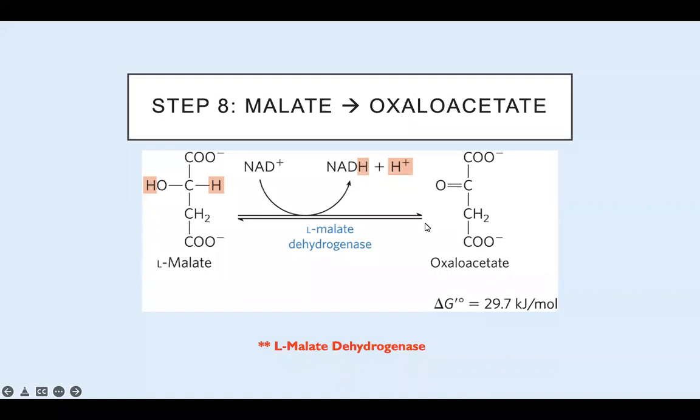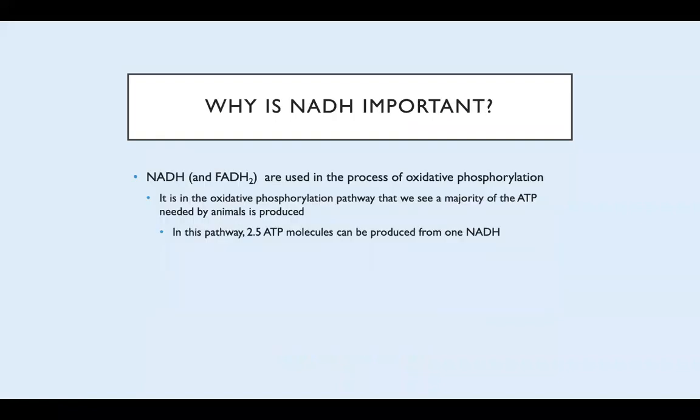So why is it so important? Why are we really focusing on the steps where these NADH are produced? And it is because NADH, as well as FADH2, are used in the process of oxidative phosphorylation. And it is in this pathway where we see a majority of the ATP needed by our bodies is produced.